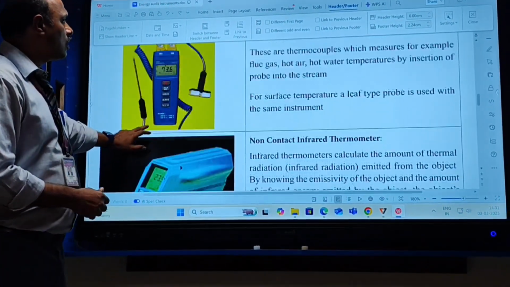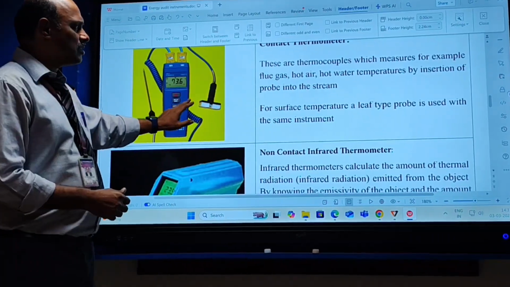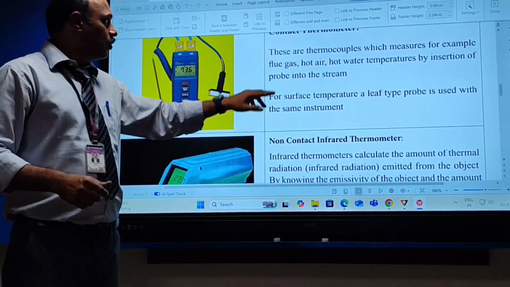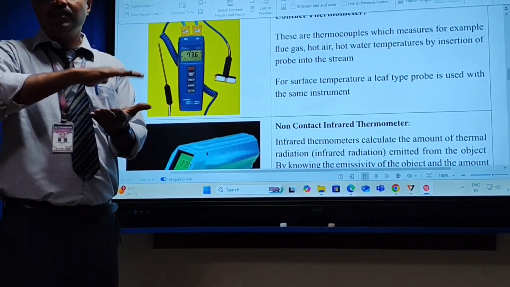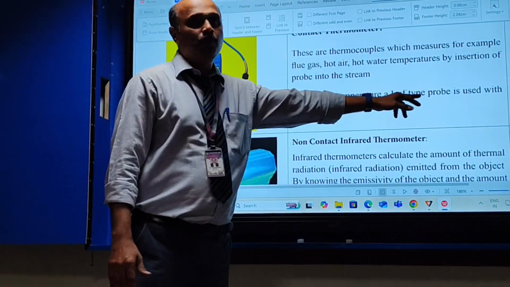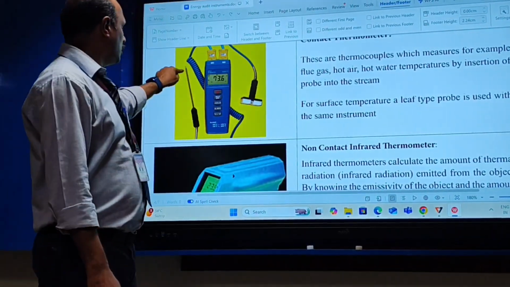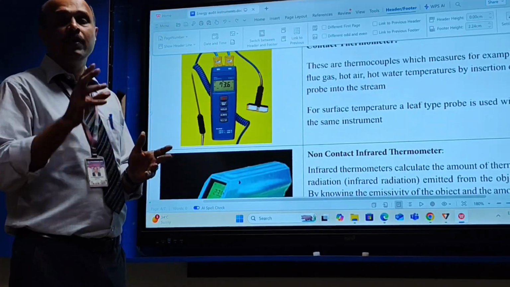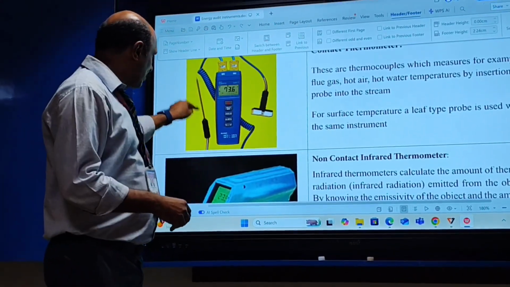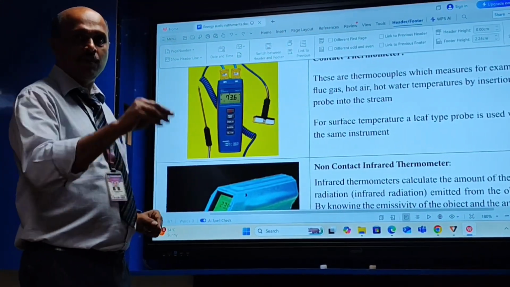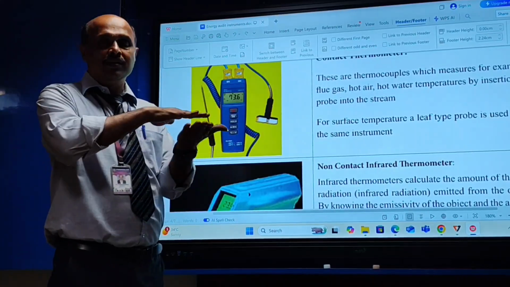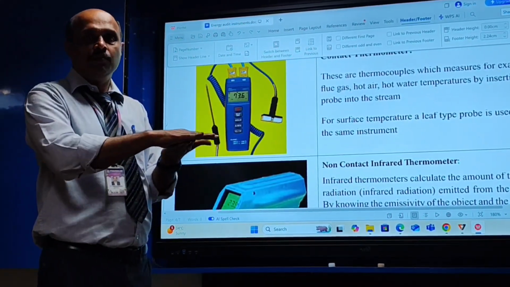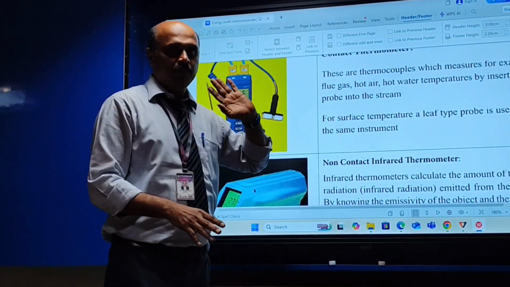Next, what is called a non-contact type? Suppose in this case, if you want to measure surface temperature, you have to use a leaf type probe. The earlier one is to measure the temperature of a gas or liquid, where you dip the probe inside the solution or the gas. Whereas if we want to measure the surface temperature, you are going to use a leaf type.